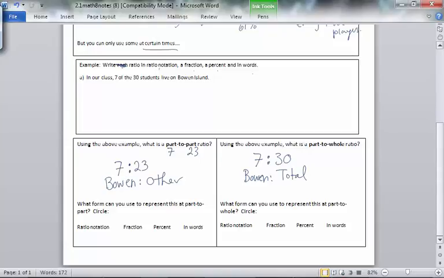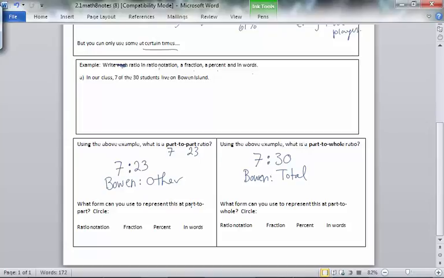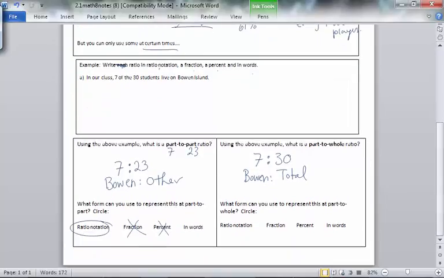So read the question carefully to see which one they require. If we go back to our part to part, it says, what form could you use to represent this part to part? Well, we did it in fraction notation. We can't really put 7 over 23 as a fraction or a percent, because like we mentioned before, you need to have the total to do that, right? We could find the total easily, but not representing the part to part.